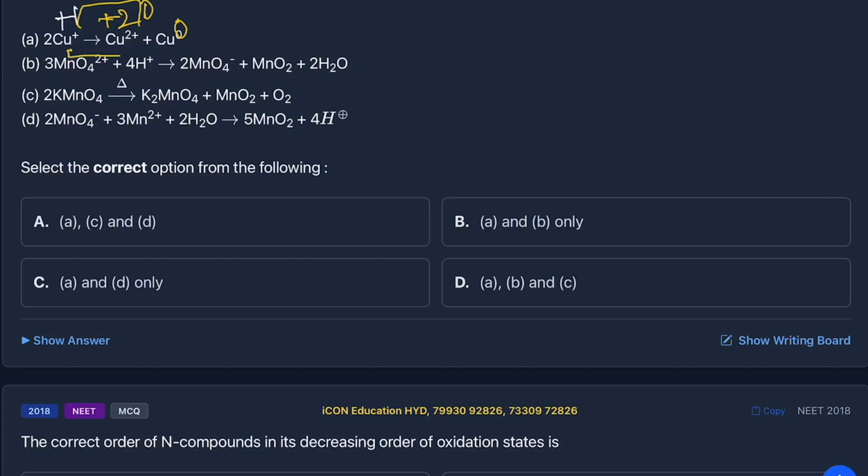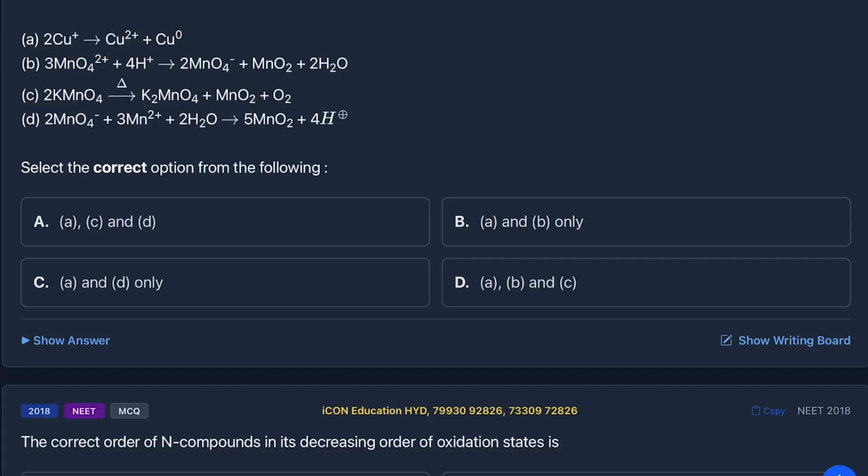Here +1 to 0 is called reduction, which means the same element, the same substance, is undergoing oxidation and copper is also undergoing reduction. Oxidation by Cu +1 to +2 and reduction by +1 to 0. So the first option is our disproportionation reaction.